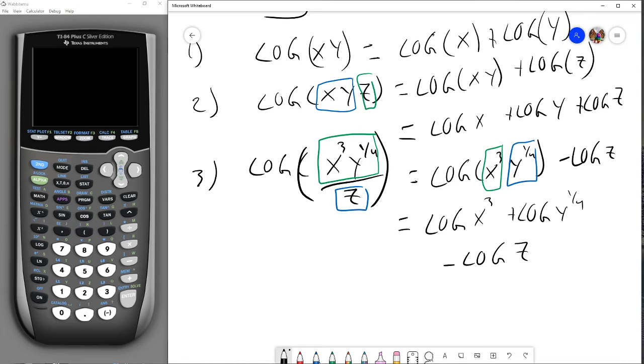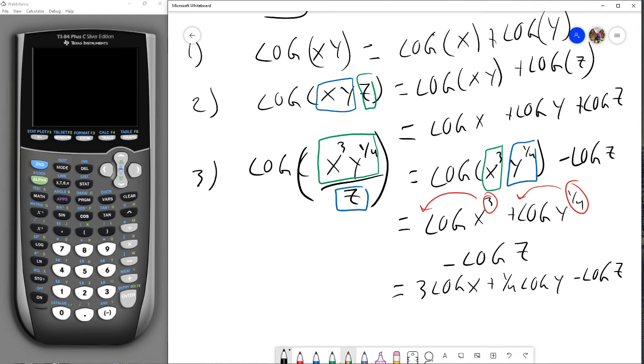Now our last step is noting that we have these exponents here, so we can use our other law of logs for exponents. That means these exponents will come out in front as coefficients. So we get 3 log x plus 1/4 log y minus log z. That's our final answer. We'll box that one, because we actually did some work.